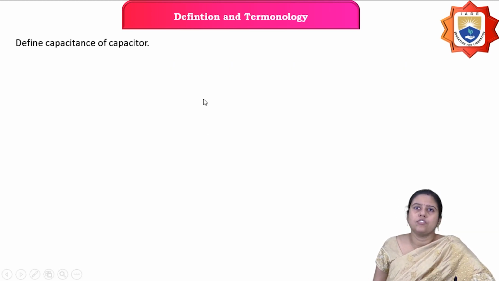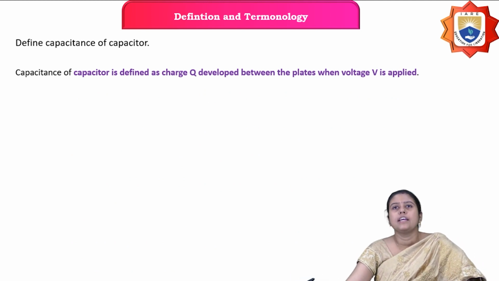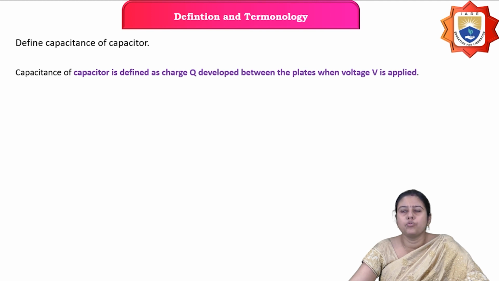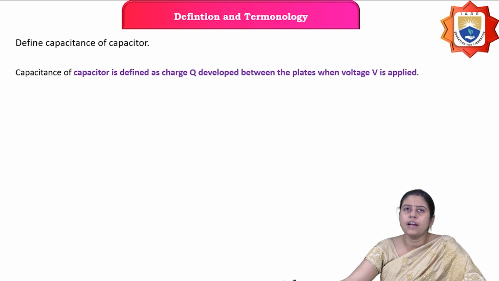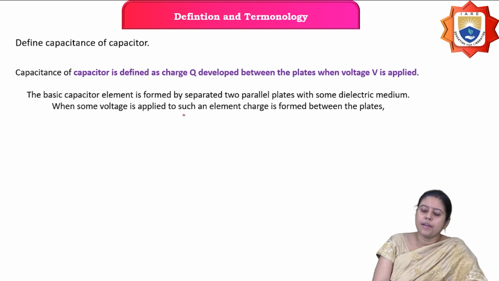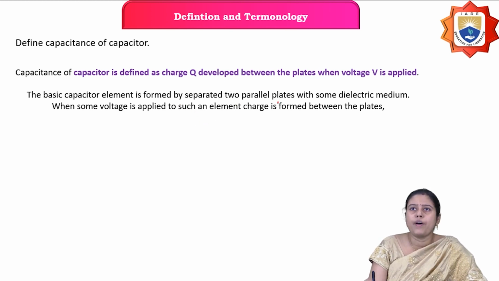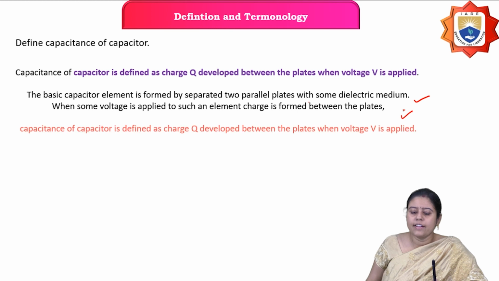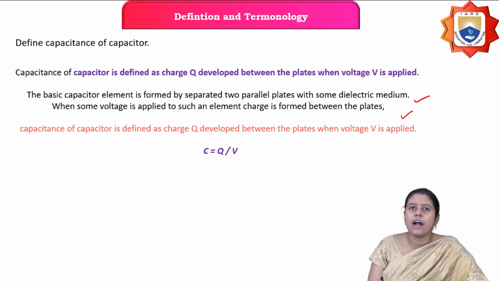Now define the capacitance of a capacitor. The capacitance of a capacitor is defined as the charge Q developed between the plates when the voltage V is applied. The basic capacitor element is formed by two separated parallel plates with some dielectric medium. When some voltage is applied, charge is formed and stored on the plates, and we can write C equals Q by V, charge per unit potential.